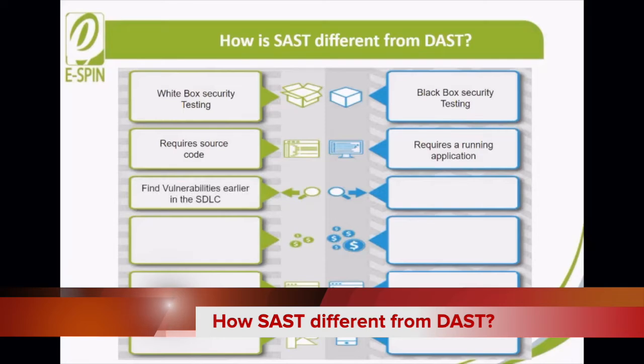SAST finds vulnerabilities earlier in the SDLC. The scan can be executed as soon as code is deemed feature complete. DAST finds vulnerabilities toward the end of the SDLC. Vulnerabilities can be discovered after the deployment cycle is complete.